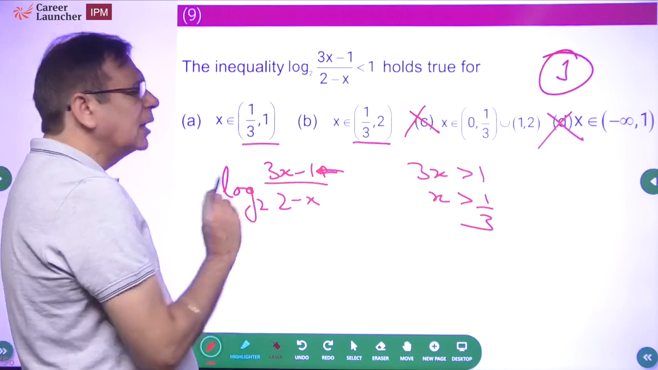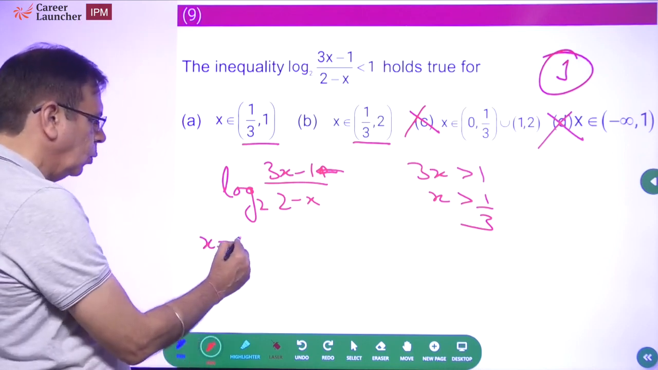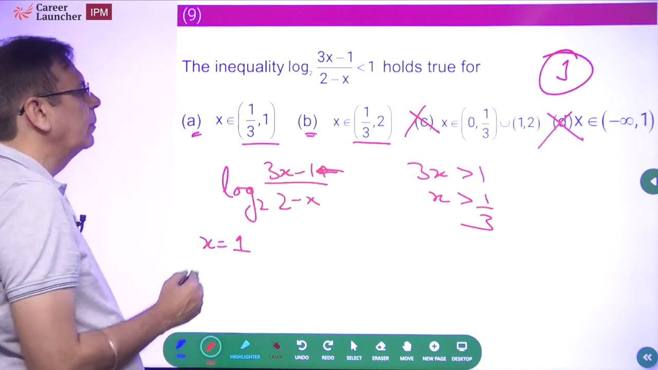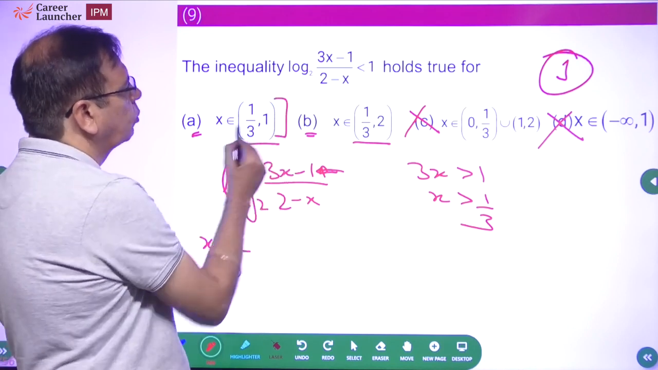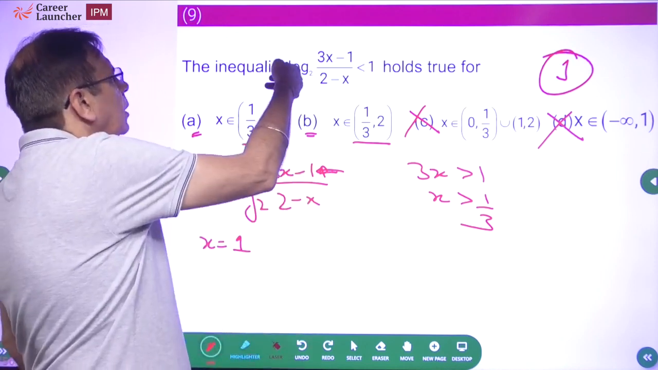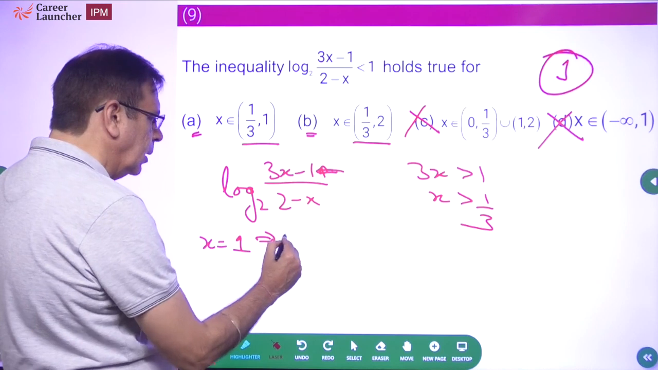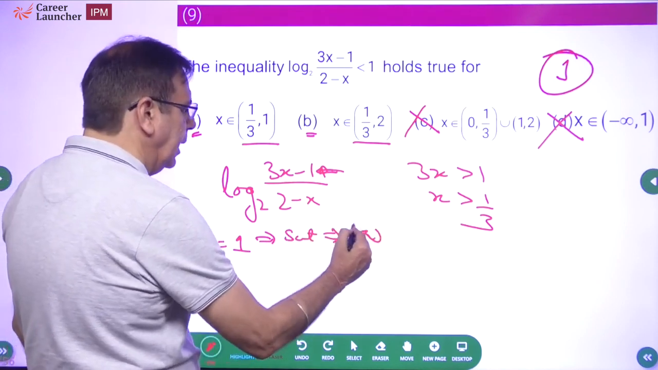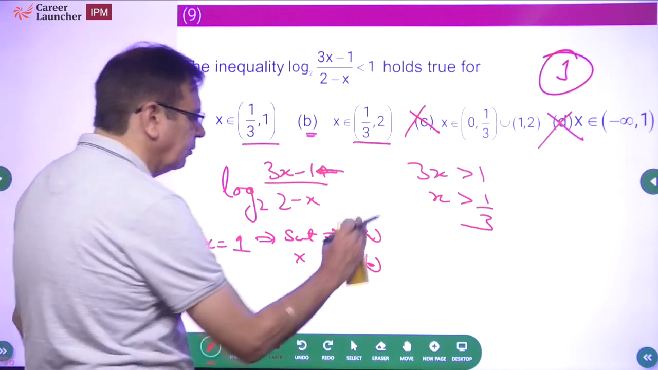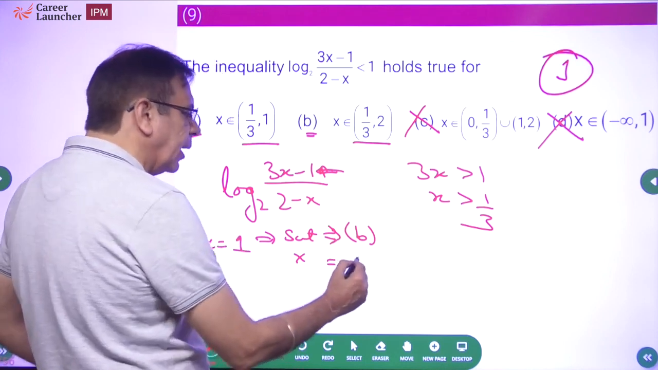What do you do next? Take another value of x, from the choices. For example, let me take x equal to 1. X equal to 1 is present in choice B. It is not in choice A. Remember, this is not a closed bracket. So if x equal to 1 satisfies, then 1 is present in choice B, so the answer should be B. If it does not satisfy, the answer should be A. Sorry, I had written it the reverse.